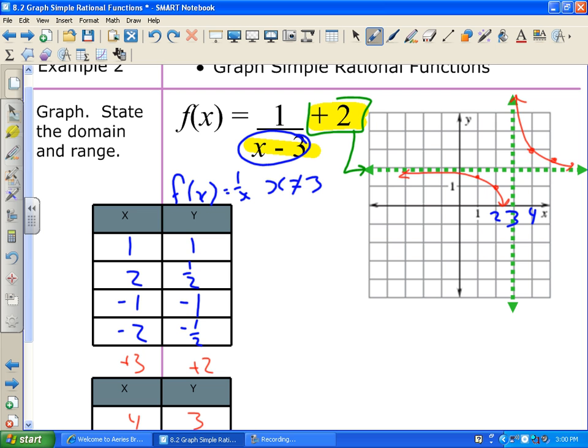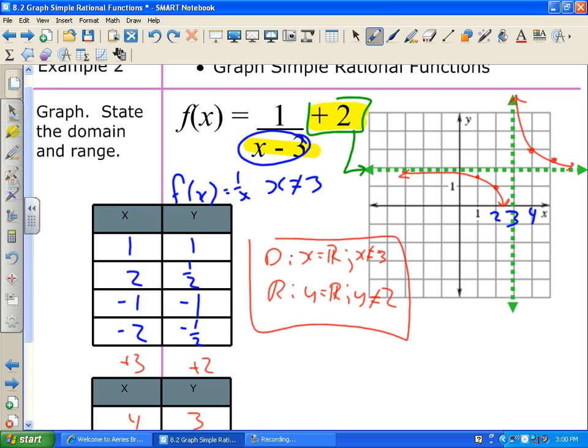Last part, play doctor, that's domain and range. Your domain and range restrictions are given to you in the context of the problem. X can equal anything in the world, but x cannot equal positive 3. Y can equal anything in the world, except y cannot equal positive 2. There's your domain and range. It should match with what you see with the asymptotes.